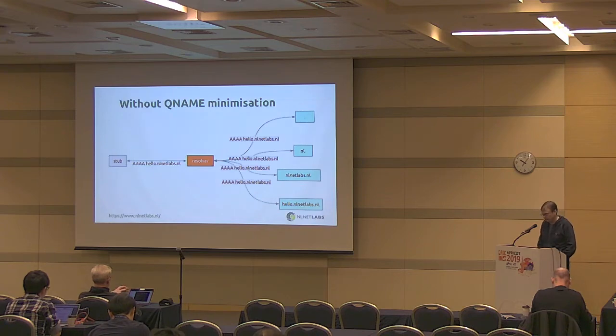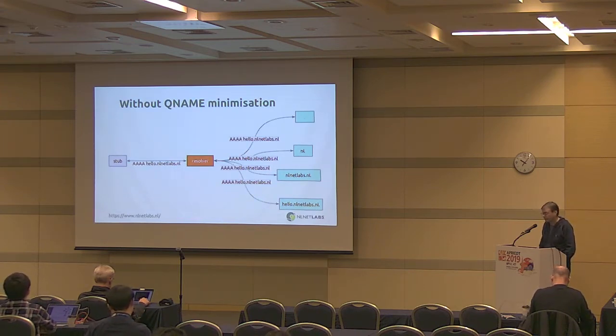So we're now looking for the AAAA record for hello.nllabs.nl, and a resolver starts by asking these questions to the root zone, which will tell it, no, I don't know this, but here's a name server that you could ask, which is the NL. It asks that question again. It goes to nllabs.nl, asks the question again, and eventually, because in our case we have a separate name server for the hello.nllabs.nl zone, it asks that name server.